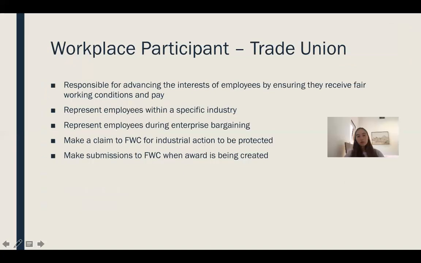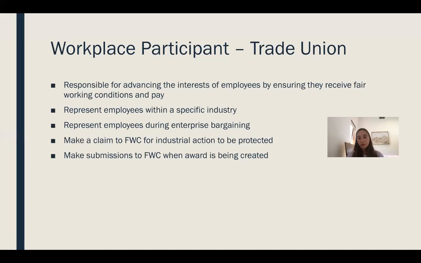So now we move on to the workplace participants. And the first one that we talk about is trade unions. Trade unions are responsible for advancing the interests of employees to ensure that employees receive fair working conditions and pay. So the trade unions will represent employees within a specific industry and represent employees in enterprise bargaining for agreements.